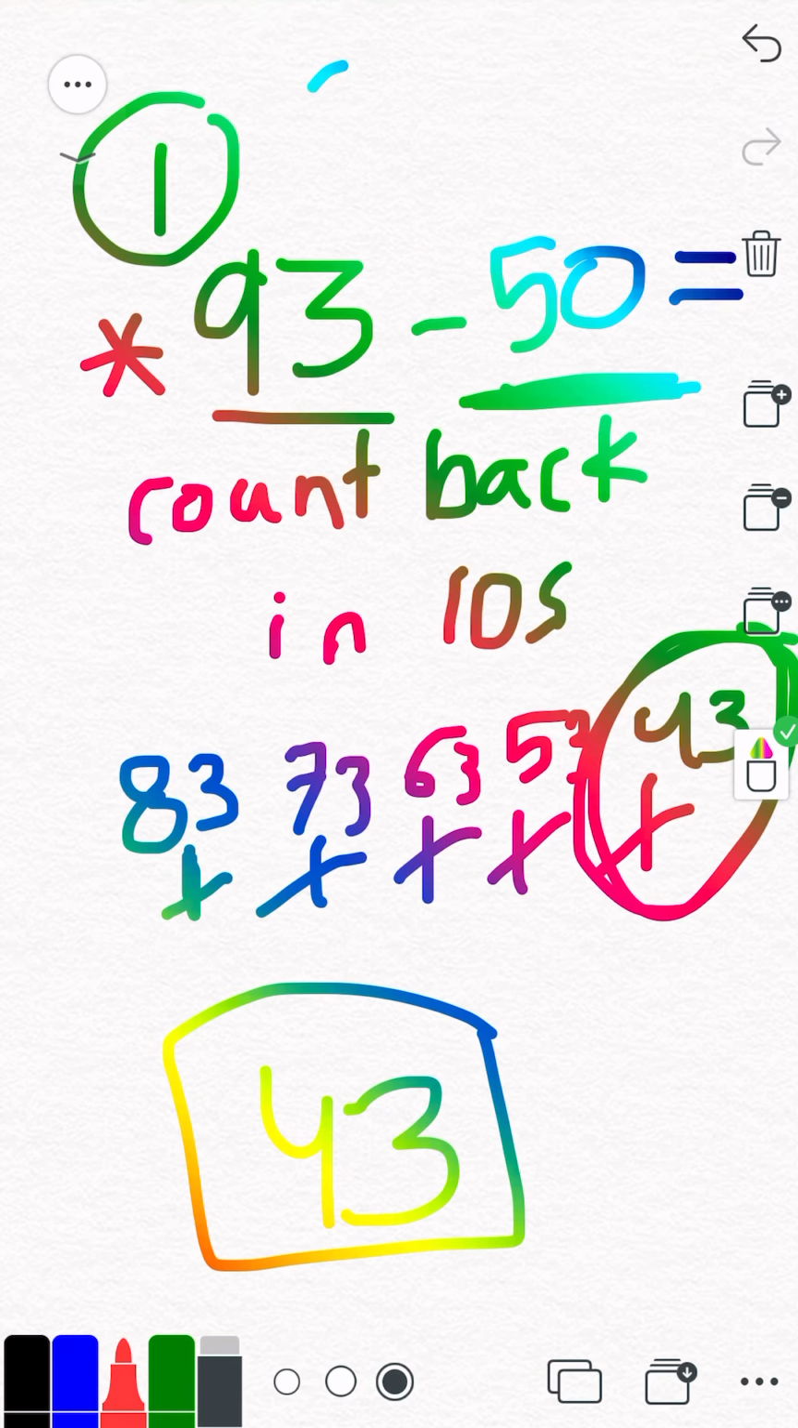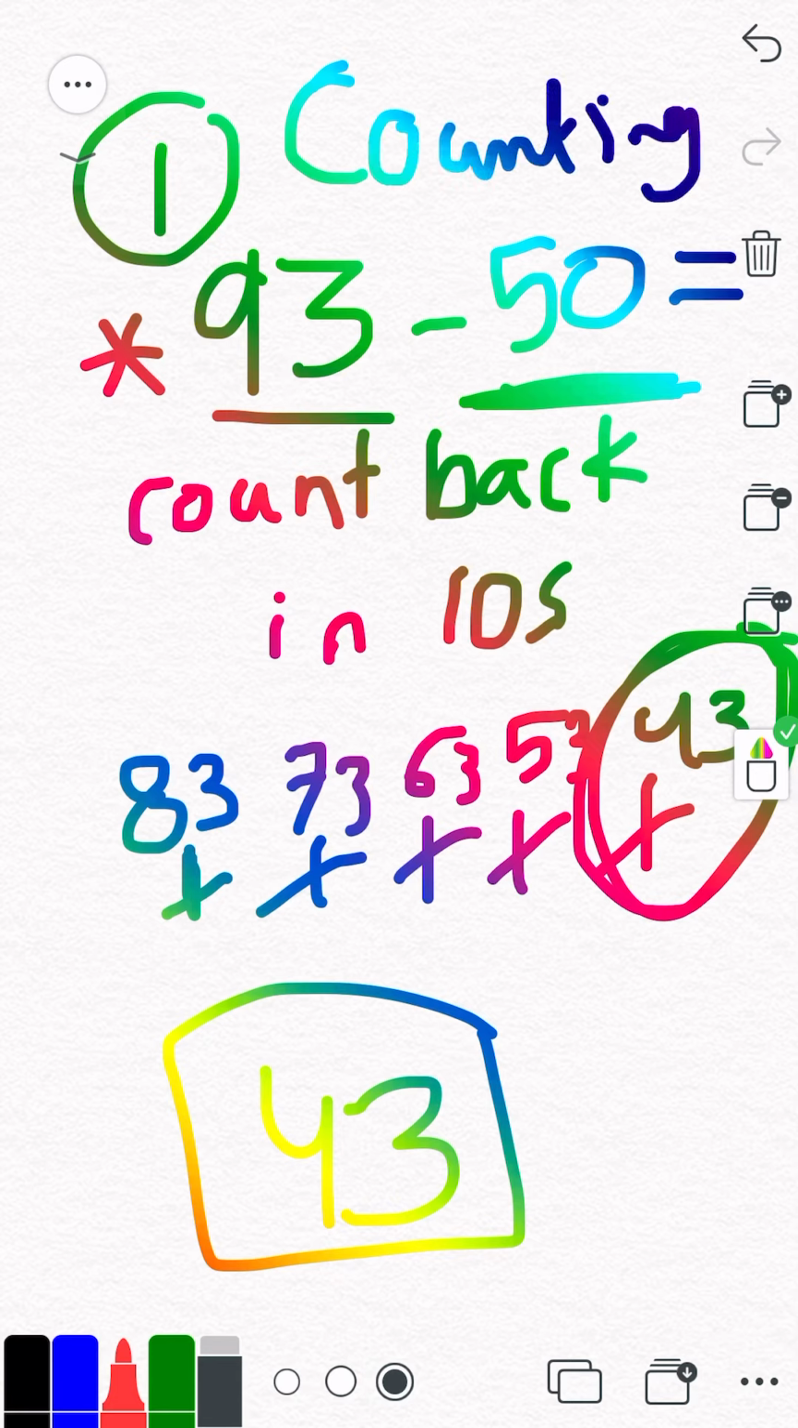So in counting, let's say this example, 93 minus 50. We can work out this subtraction by counting back in tens 5 times. So if you count back in tens from 93, we'll get 83, 73, 63, 53, 43, and I counted back 5 times. So the answer is 43.